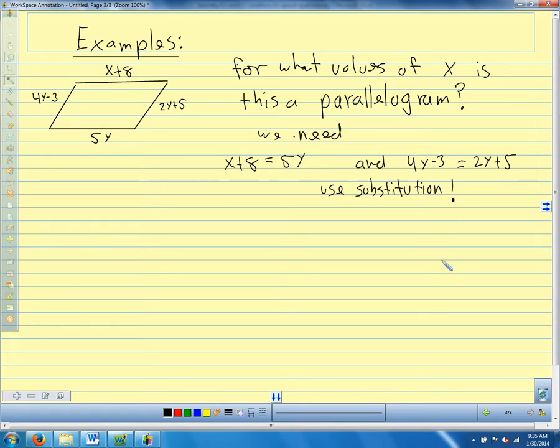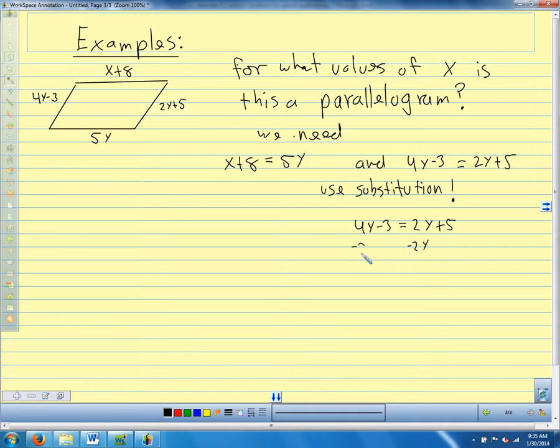So we have that nice idea to use substitution. So which one is going to be easiest to solve first? The one with the y's, because if we solve this, we can get y by itself, and y is just going to equal a number. So let's solve this one first. 4y minus 3 equals 2y plus 5. This shouldn't be too hard, right?